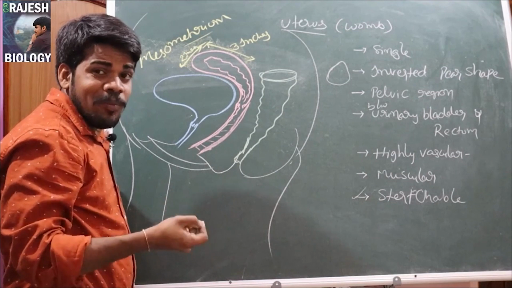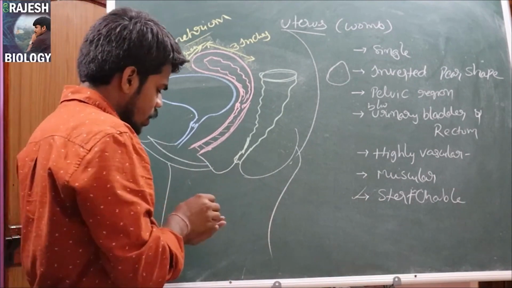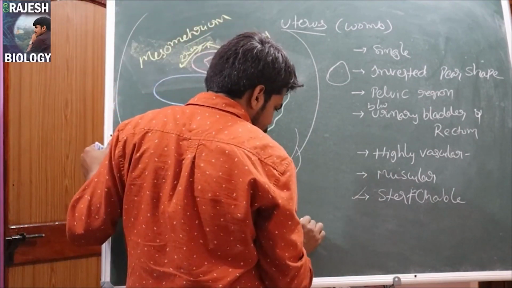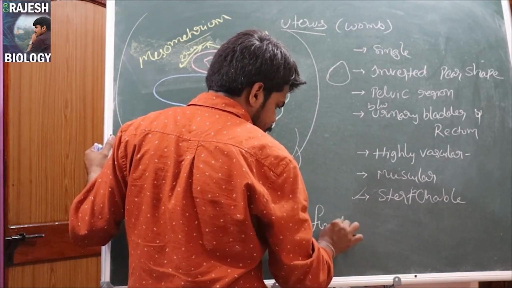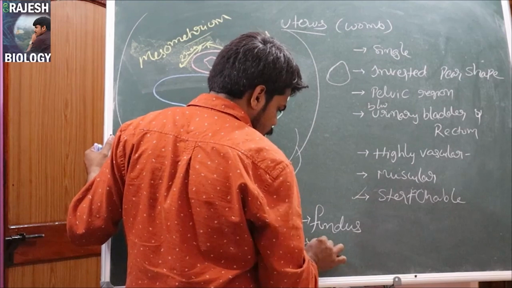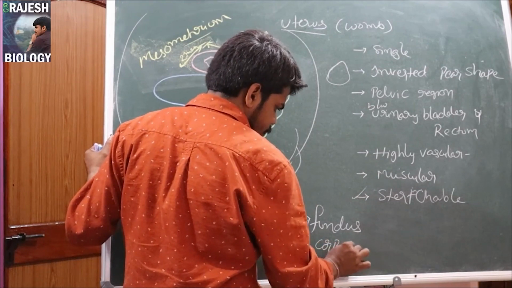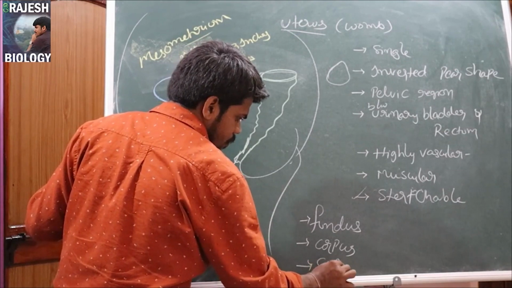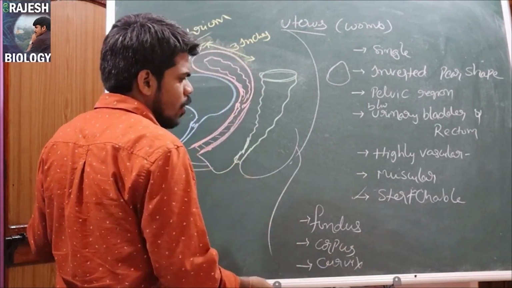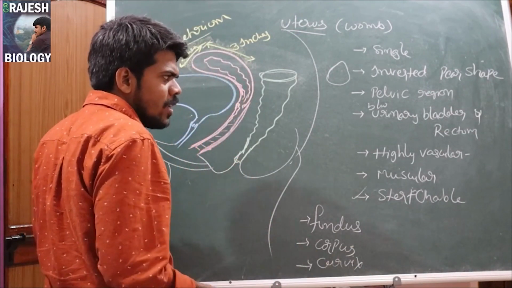Now we'll discuss the parts of the uterus. The uterus contains 3 parts mainly: fundus, corpus, and cervix. What is fundus, what is corpus, and what is cervix?